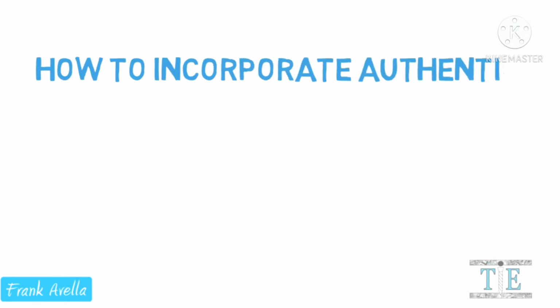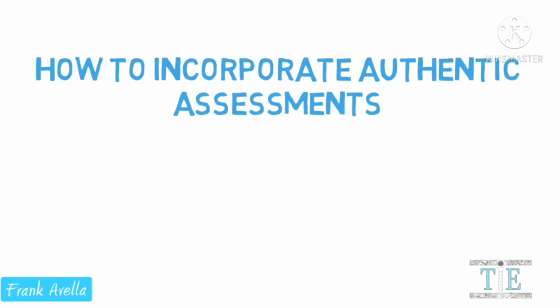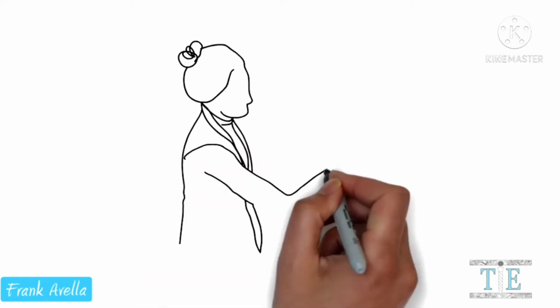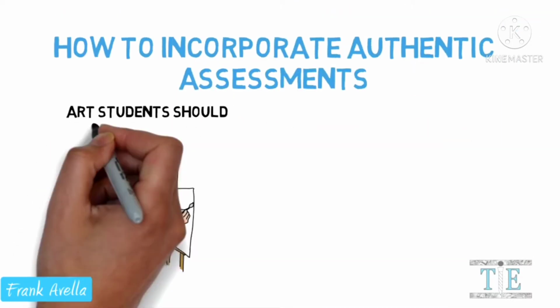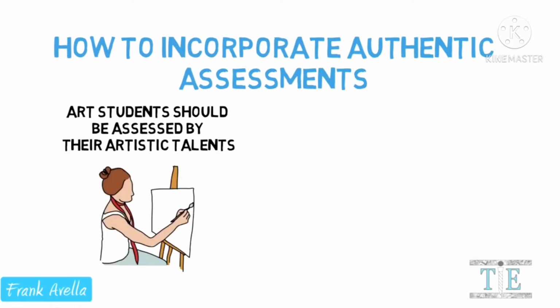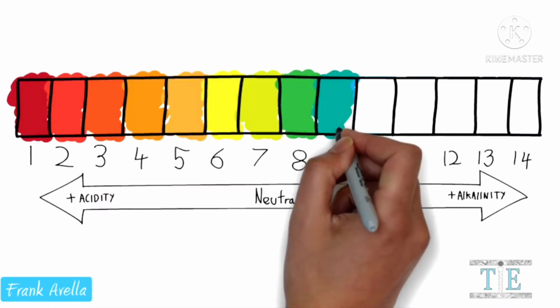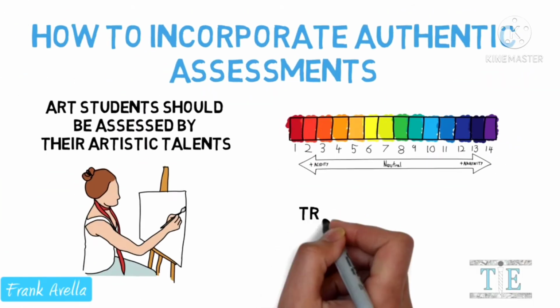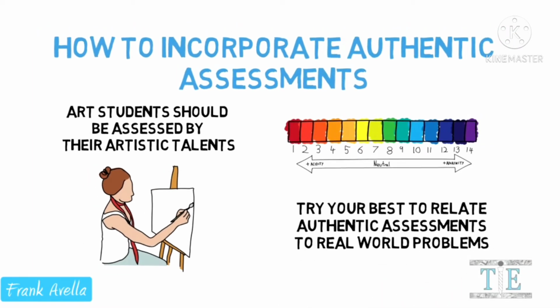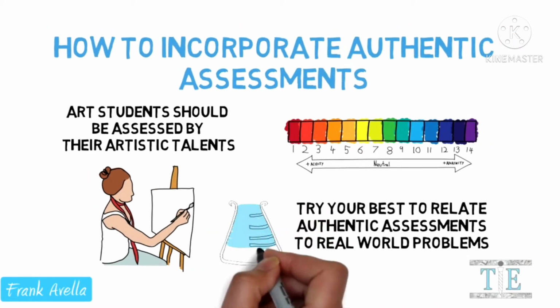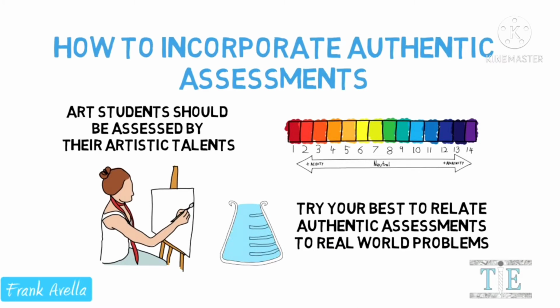Now, how do we incorporate authentic assessments into the classroom? Art class, for example, is based on painting and projects. Art students should be assessed by their artistic talents. The curriculum of many STEM courses today are tailored for authentic assessments. So then, try your best to relate these authentic assessments to real life for students. Give students the opportunity for more lab experiments.